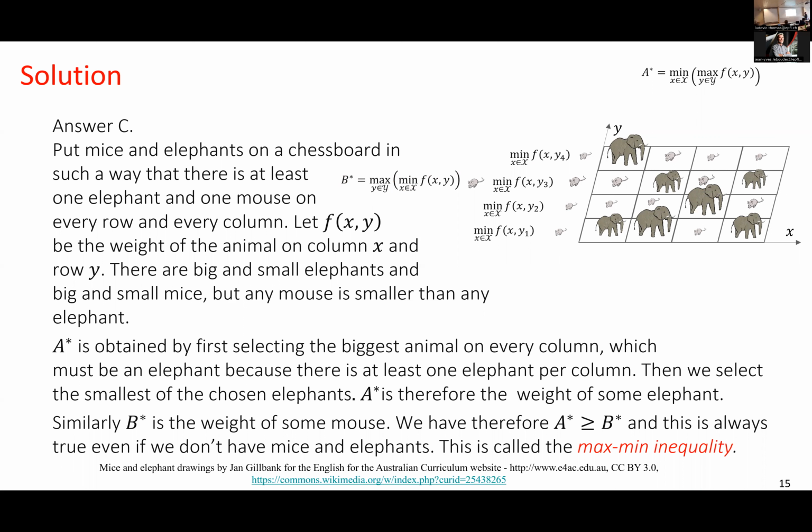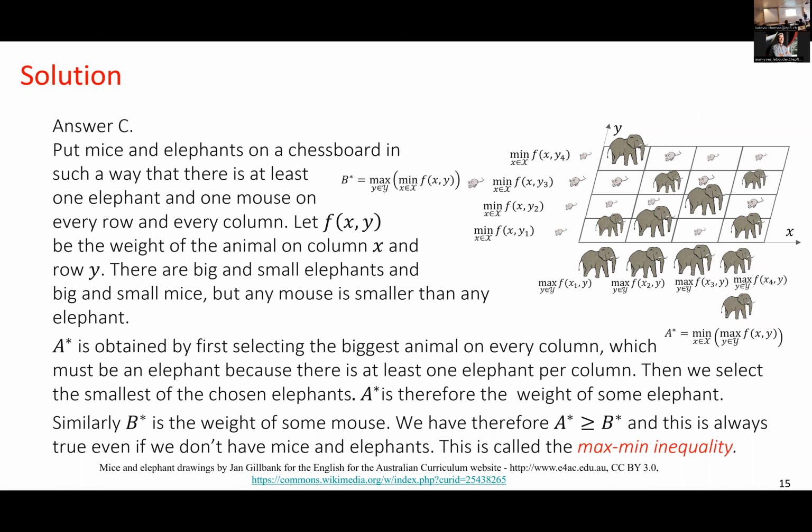If I do the opposite, if I compute A star, I fix x to x1, and I have the largest elephant on this column, the largest elephant on every column, and then I take the smallest of all. The smallest of the largest elephants is still an elephant, and so it is larger than B star here, because even a small elephant is larger than a big mouse. So that's not a proof, but that's an intuitive explanation and a way to remember. In general, we will always have that A star is larger than B star.